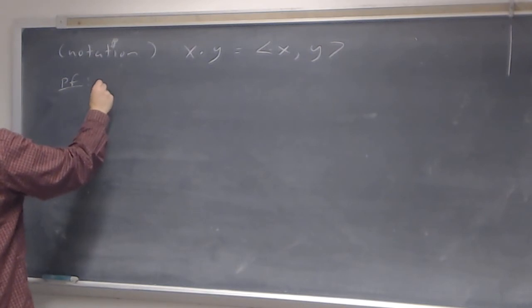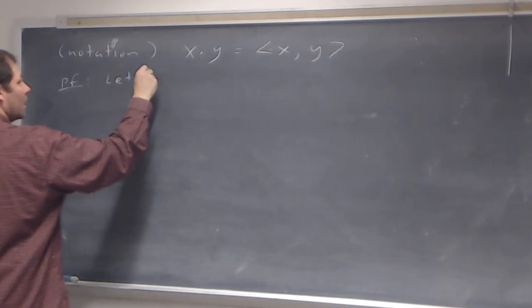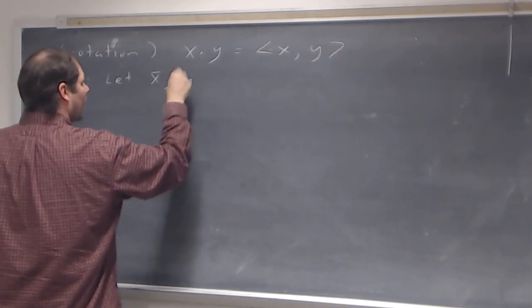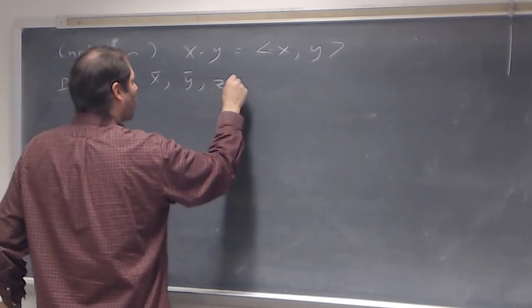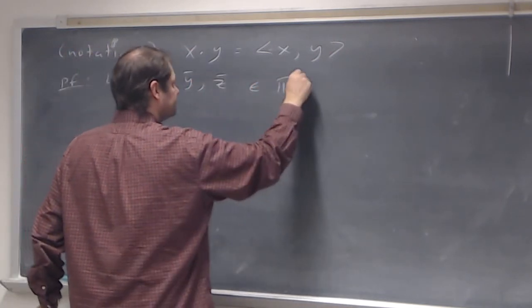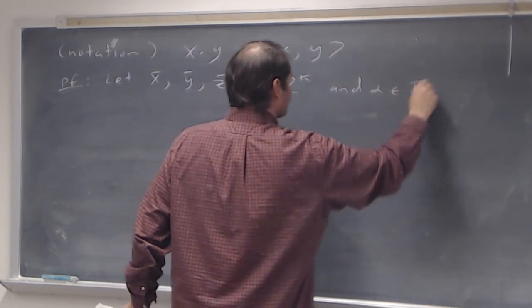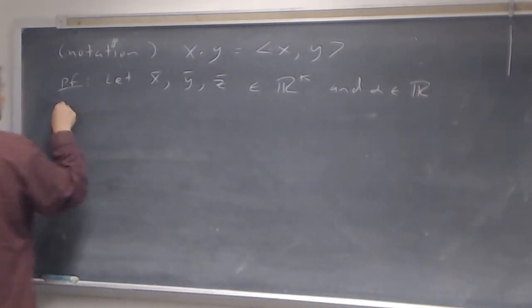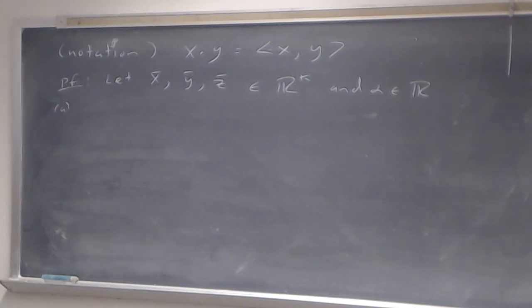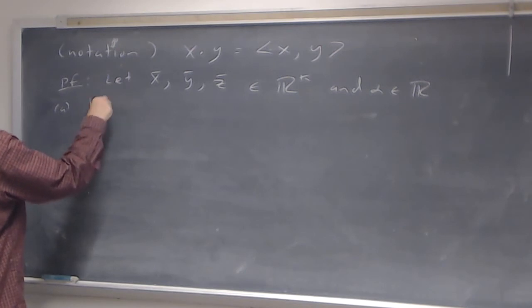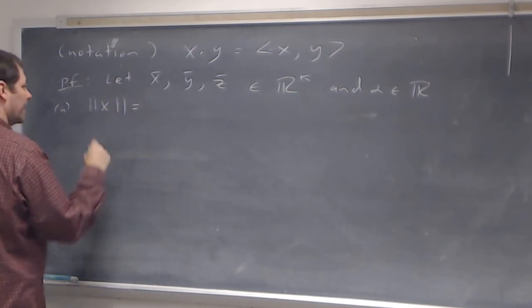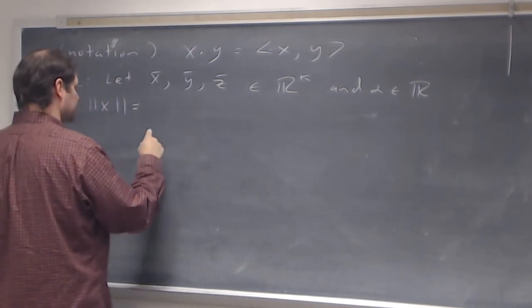Okay, so here's what we're going to do. We're going to let x bar, y bar, and z bar be elements of R^k, and alpha be an element of R. So for part A, we want to show that the norm of x is greater than or equal to 0.